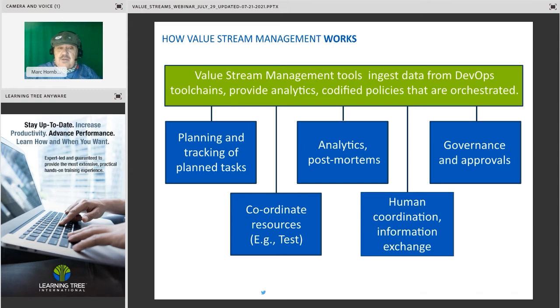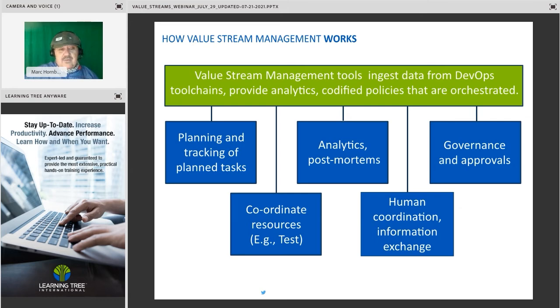How does it work? Well, this is a pretty simple diagram, but basically the green box at the top is usually a value stream management tool that ingests data from the different tool chains underneath to provide analytics and provide the ability to codify policies that involve things from those tools across different pipelines and orchestrate them as well, orchestrate activities. So there's automation capability in these sorts of tools as well.